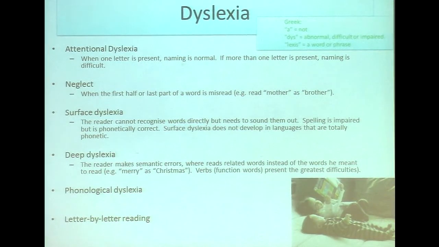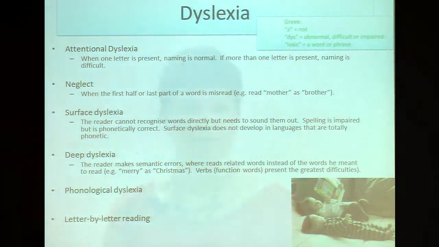Deep dyslexia is when the reader makes semantic errors, where they read related words instead of the words they're meant to read. So on the page it says Merry, but they say Christmas, because they have an association between Merry and Christmas. They're not reading what is being said, but an association is coming up. And verbs, which are your function words, present the greatest difficulties for people with deep dyslexia.